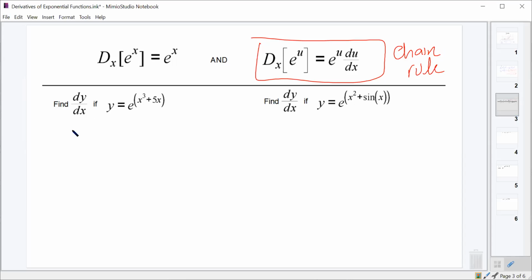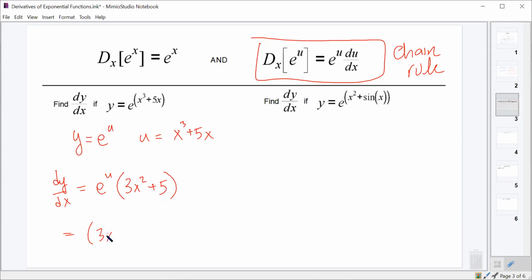Okay, so the derivative of e to the x cubed plus 5x can be broken down into y equals e to the u with u equal to x cubed plus 5x. And as we just talked about, the derivative of e to the u is e to the u, and the derivative of x cubed plus 5x is 3x squared plus 5. So our derivative should be that 3x squared plus 5 times e to the x cubed plus 5x. Good or no?